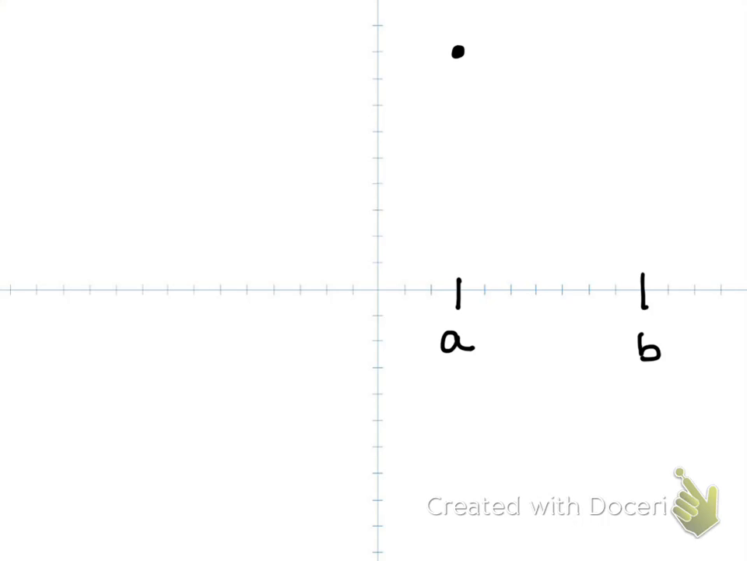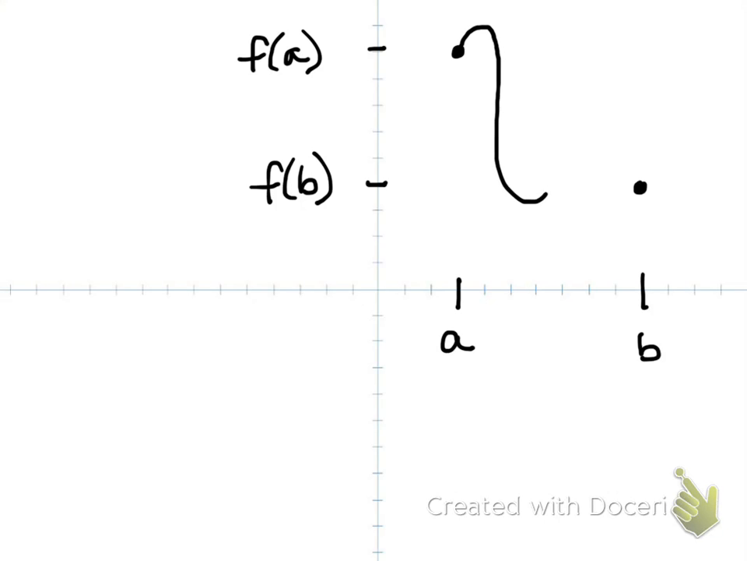So if f is continuous from a to b, maybe here is f of a. The f of a is its y value, so here's the point a, f of a, and maybe right here is the associated point with b, so that's its y value, f of b. So if I'm drawing the graph of f, that means I can't pick up my pencil at all, or in this case, my stylus on the iPad. I can't pick it up at all.